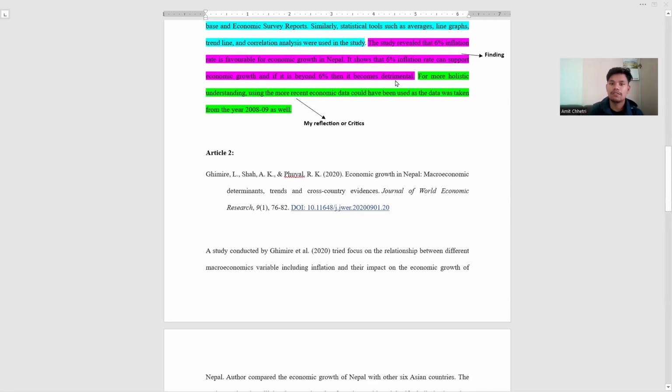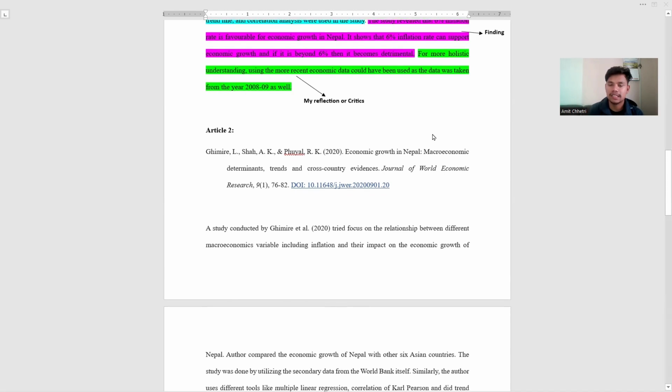Then moving forward, I have also written the major findings of this paper, which is highlighted by the purple color. So the study revealed that a 6% inflation rate is favorable for economic growth in Nepal, and 6% inflation can support the economic growth. And if it goes beyond 6%, then it is not good for economic growth.